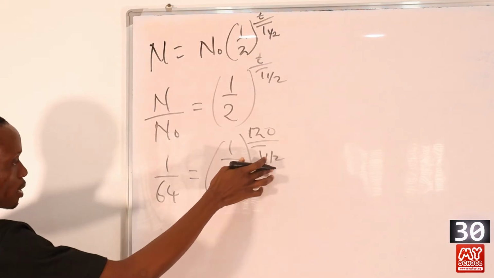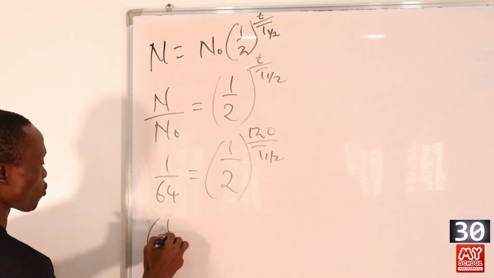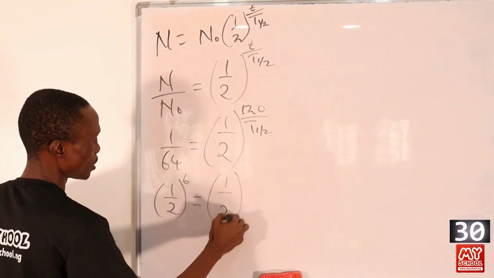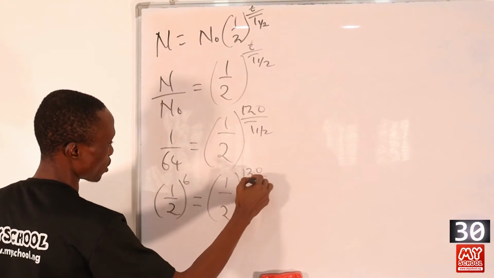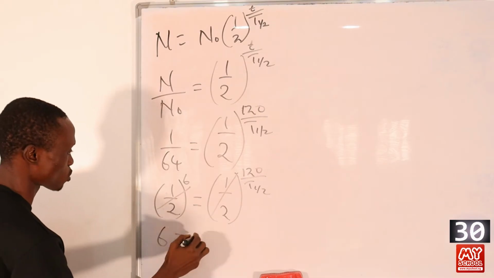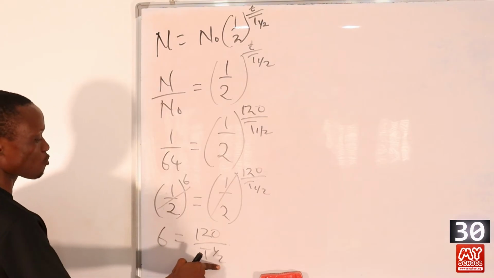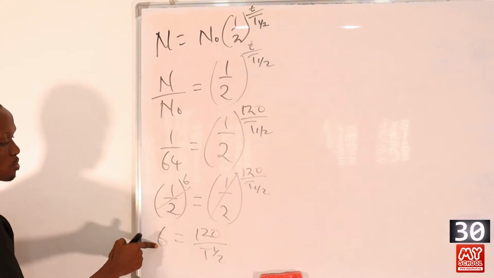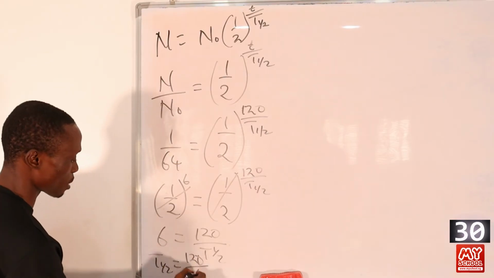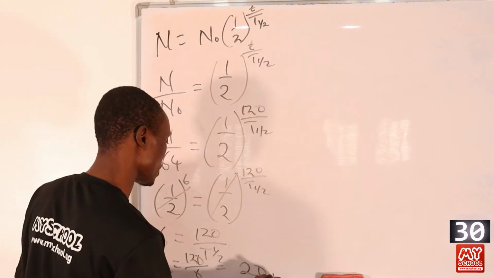Now in this question we are calculating for half-life, so we can write this in index form, so that we'll be having (1/2) raised to power 6 is equal to (1/2) raised to power 120 over the half-life. So this takes this out, so that we'll be having 6 is equal to 120 all over half-life. Now since we are looking for half-life, we can just switch the position of 6 and the half-life, so that the half-life becomes 120 divided by 6, and that will be equal to 20 years.